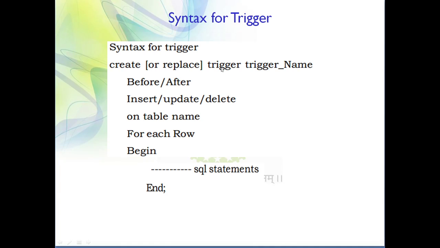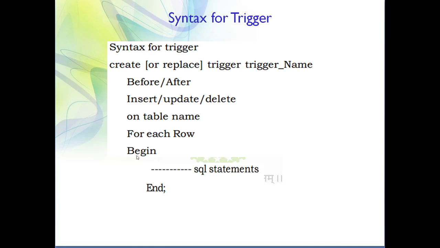Create or replace trigger, then the trigger name is user defined, and for two events it can be generated, means before performing that operation or after performing that operation. And what are the three operations for which a trigger can be created? For insert, update or delete. Then on table name, we are going to create a trigger on a particular table, so here we need to specify the table name. Then for each row, that means whenever an update is made on every row, at that time the trigger should be fired.